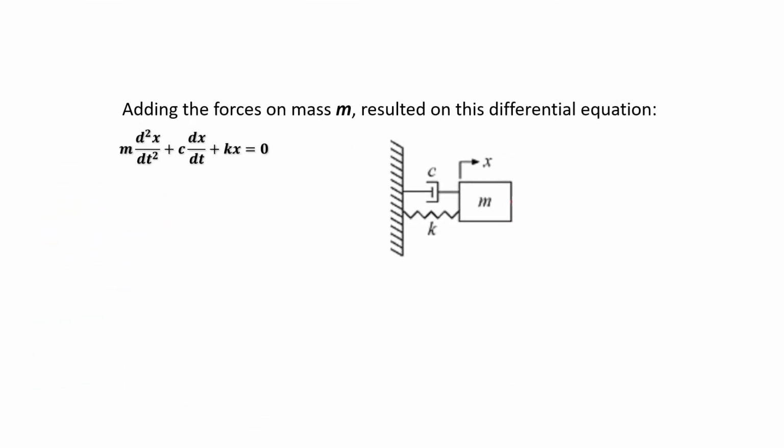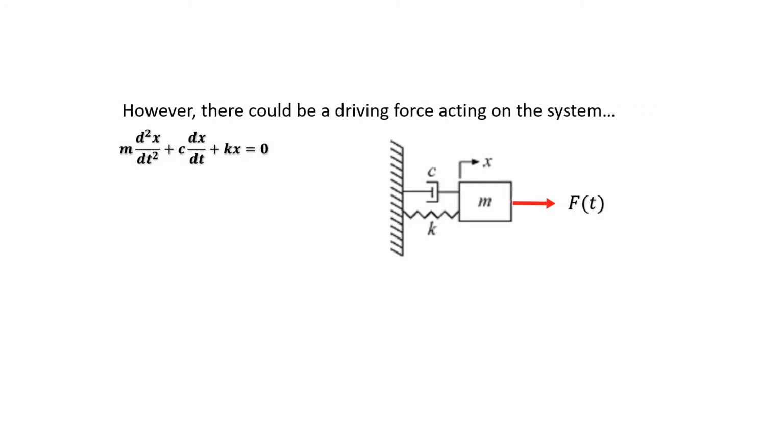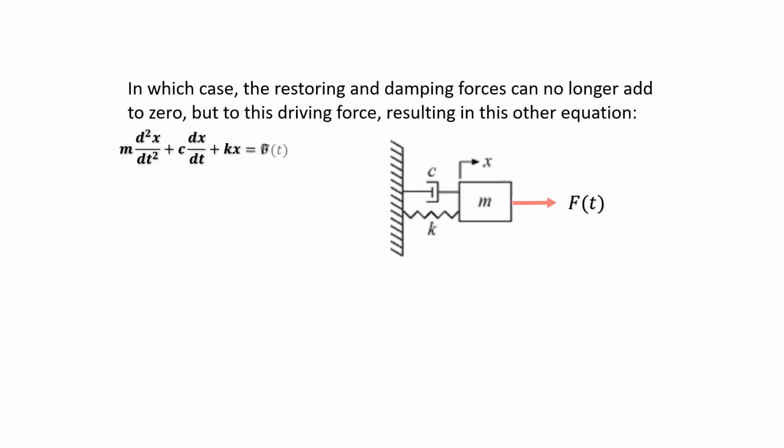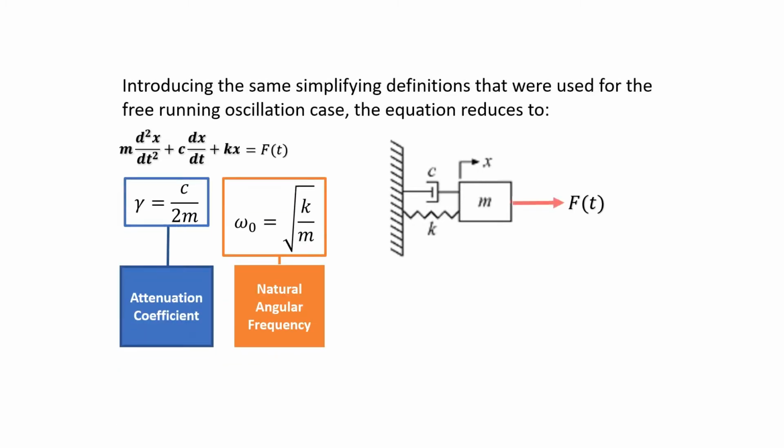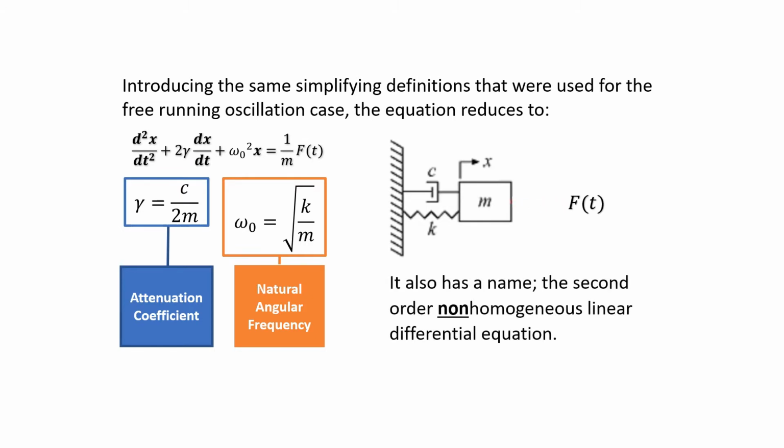Adding forces on mass m resulted in this differential equation. However, there could be a driving force acting on the system, in which case the restoring and damping forces can no longer add to zero, but to this driving force, resulting in this other differential equation. Introducing the same simplifying definitions that we use for the free running case, the equation reduces to this one. And it also has a name, the second order non-homogeneous linear differential equation.